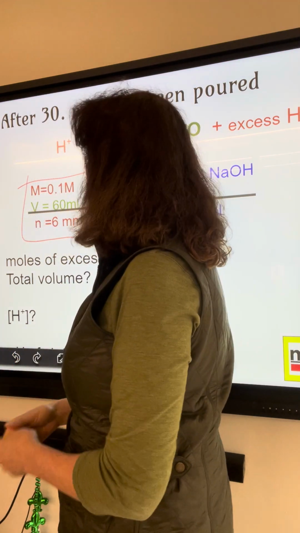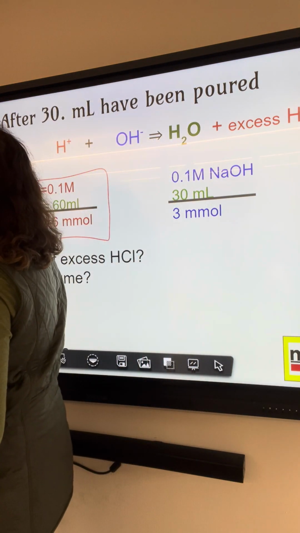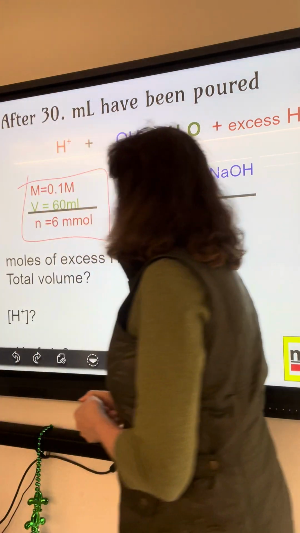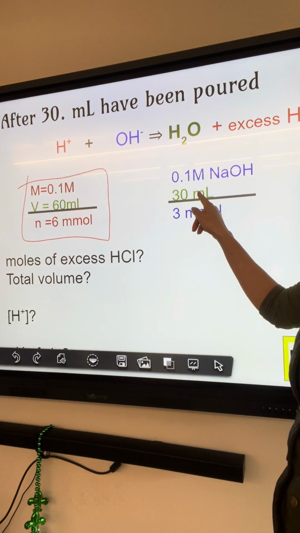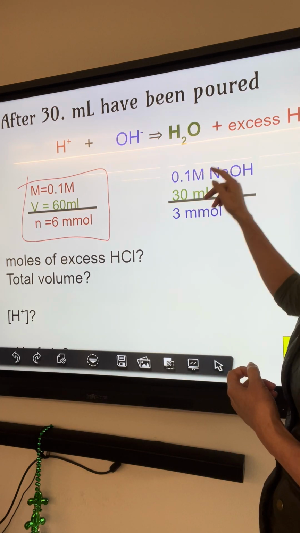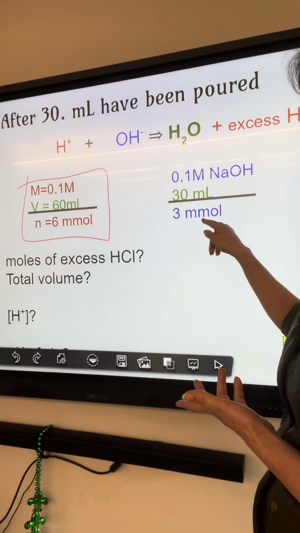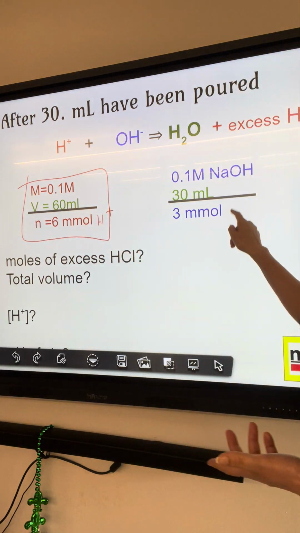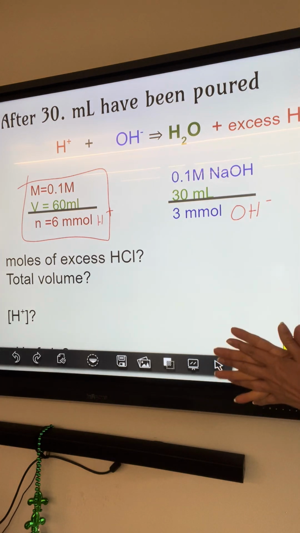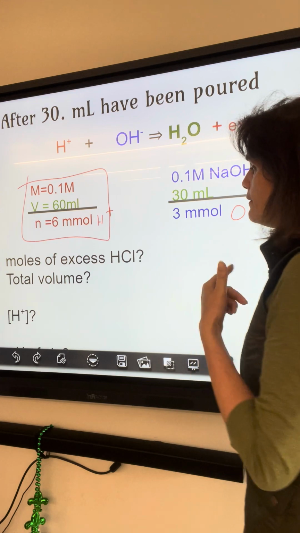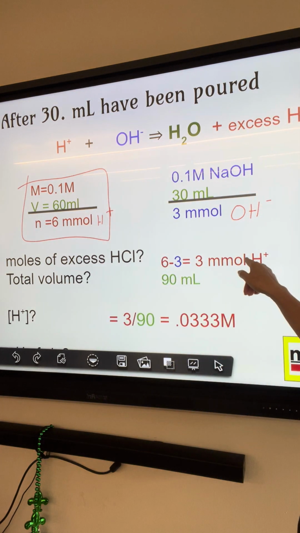The second time around I have dropped half, I've neutralized half of it, right? I dropped 30 milliliters according to the graph of the 0.1 molar solution, so I have 3 millimoles. So I had 6 of the acid and 3 of the base. How many waters did I make? I made 3 waters. How much excess acid do I have? 3 moles of the acid, right?